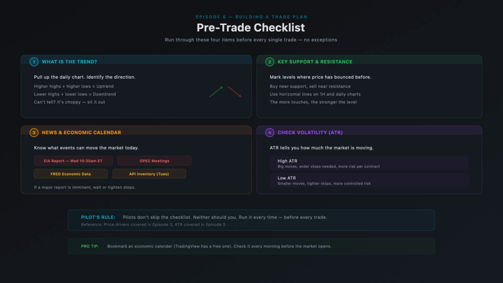Fourth, how is volatility? Check the ATR on your chart. If ATR is unusually high, the market is moving big, which means wider stops and more risk per contract. If ATR is low, moves are smaller and more controlled. Run this checklist every single time.